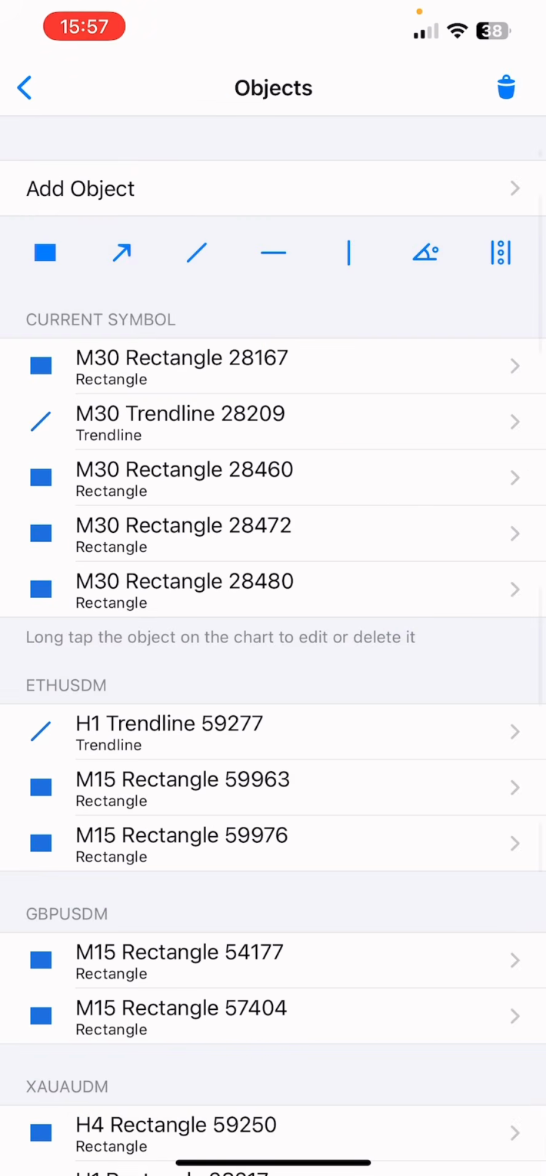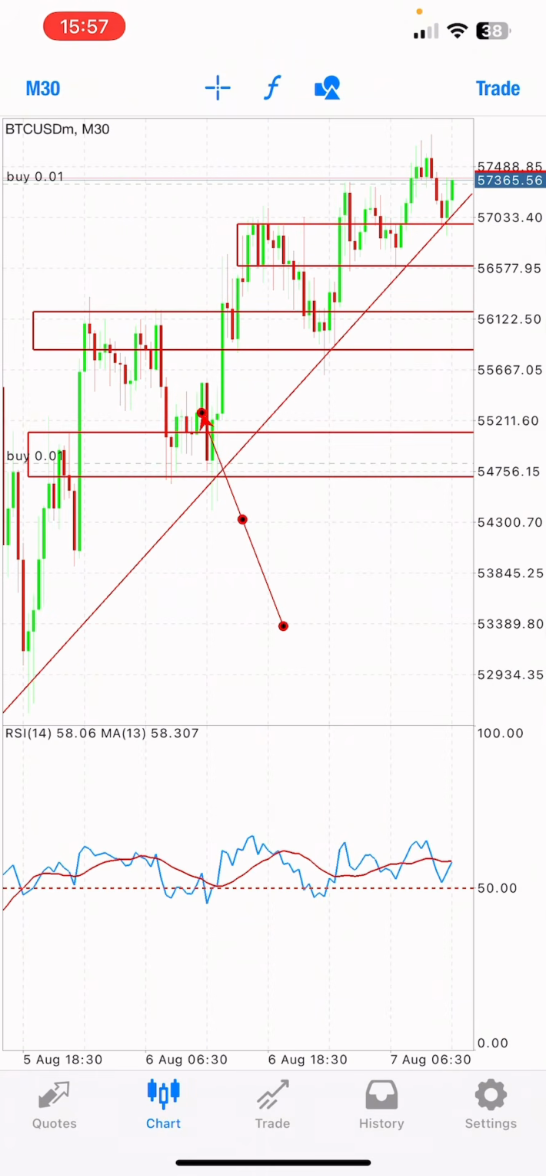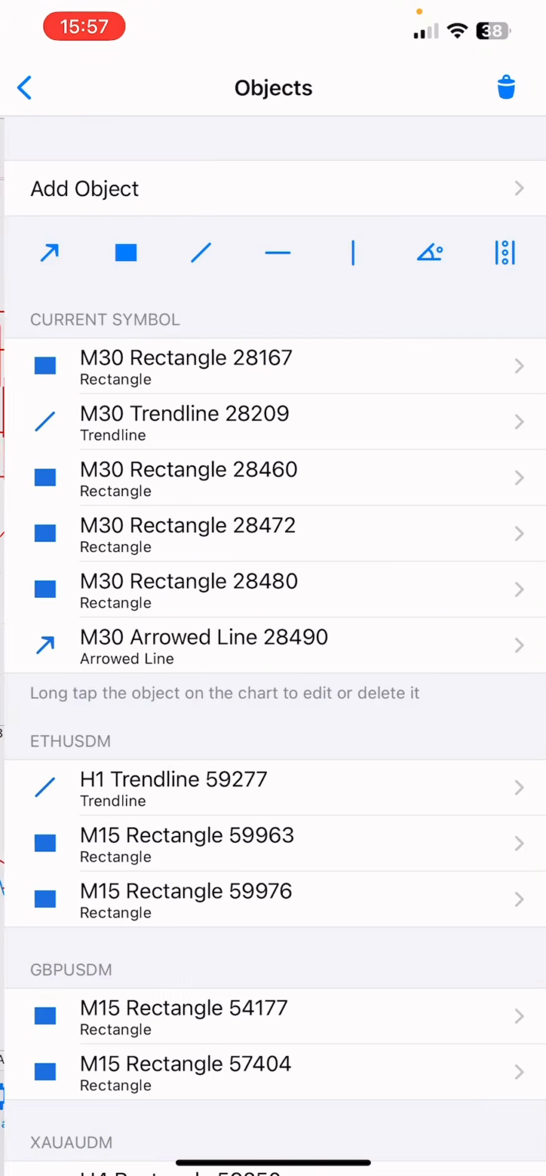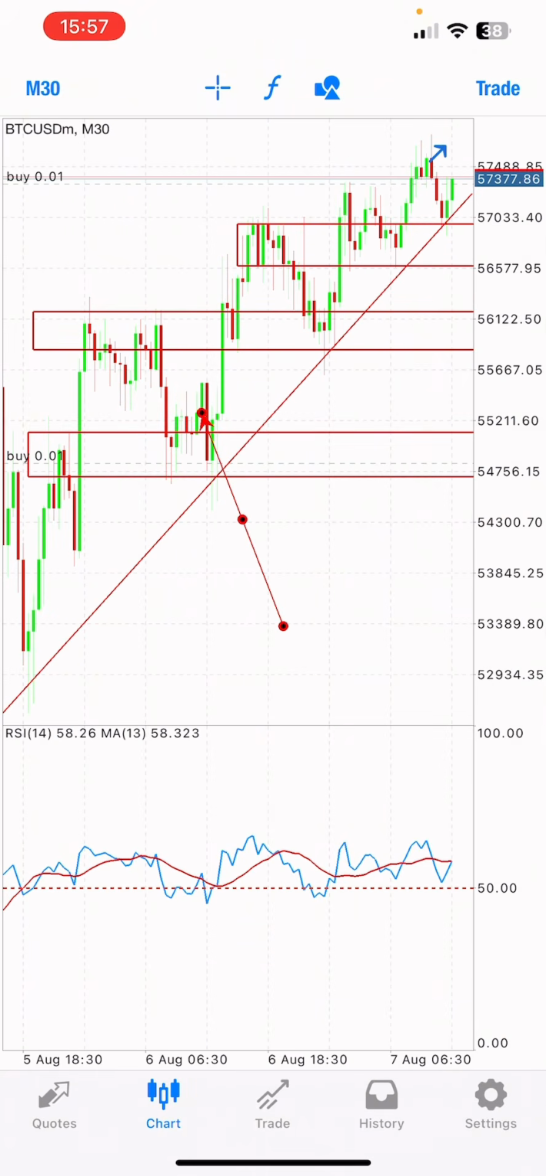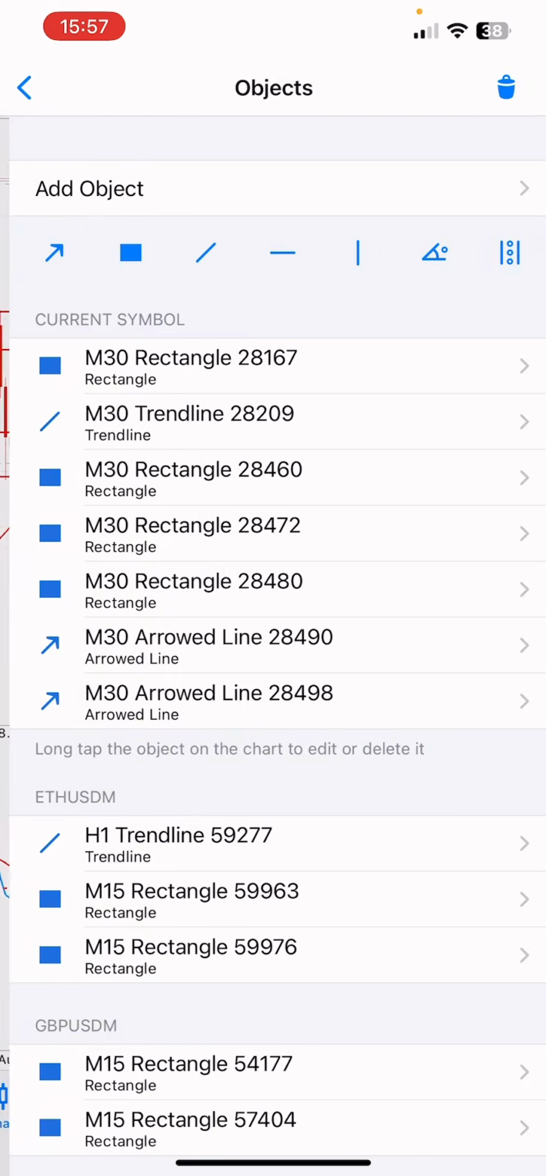So now, what did you notice? I entered here. The trend line was here. I entered here again. I entered here. Then if I want to do my next entry, it's going to be here again.